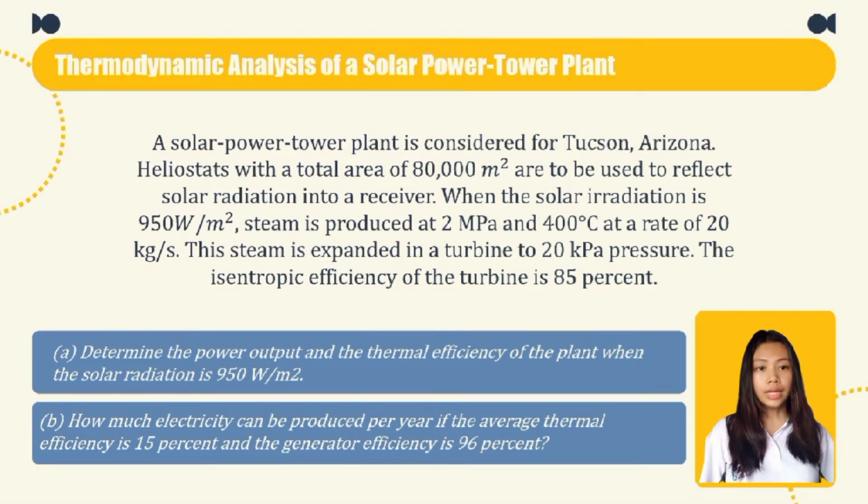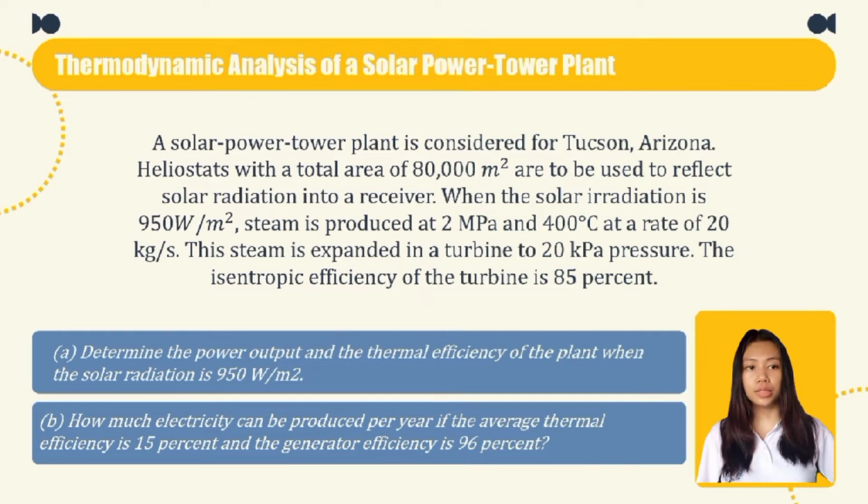Now for the problem solving, let us take a look at this problem. A solar power tower plant is considered for Tucson, Arizona. Heliostats with a total area of 80,000 meters squared are to be used to reflect solar radiation into a receiver. When the solar irradiation is 950 watts per meter squared, steam is produced at 2 megapascals and 400 degrees Celsius at the rate of 20 kilograms per second. This steam is expanded in a turbine to 20 kilopascal pressure.